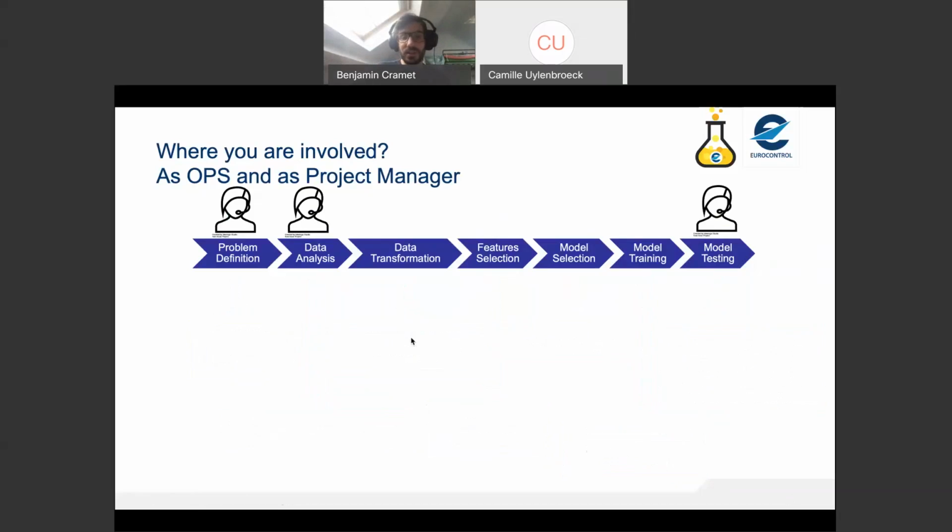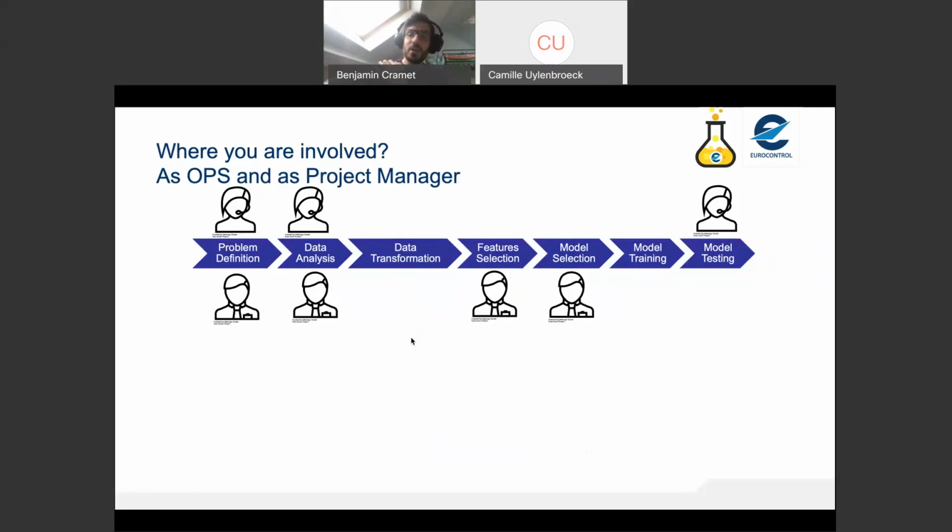For the project manager, it is very important that you support the ops people in their problem definitions and in the data analysis also, and that you make sure that the data scientists have understood what is explained by the ops people. In feature selection, you will have to challenge your data scientist, based on the knowledge that you gathered at data analysis, to make sure: are you sure that you use the right features? Remember, at data analysis time, we talked about that data. Can you prove to me that, as you didn't include it in the model, it is not relevant?